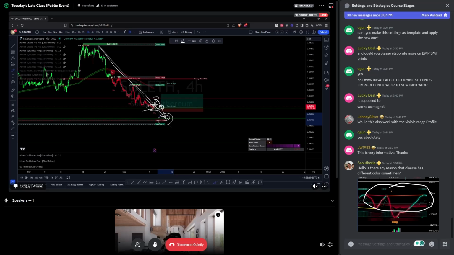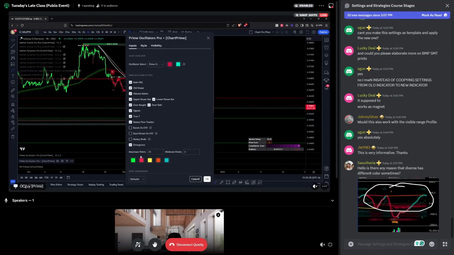Hello, is there any reason why divergence has different colors? Yes, different colors, different divergences. If you go over here, you'll see green, normal bullish divergence; red, normal bearish divergence; yellow, hidden bullish divergence; orange, hidden bearish divergence; and blue, any multiple divergence. Triple, quadruple, quintuple divergence. So that is it. But you also can learn much more about it in the docs that we offer. Let me see if I can get them for you here.